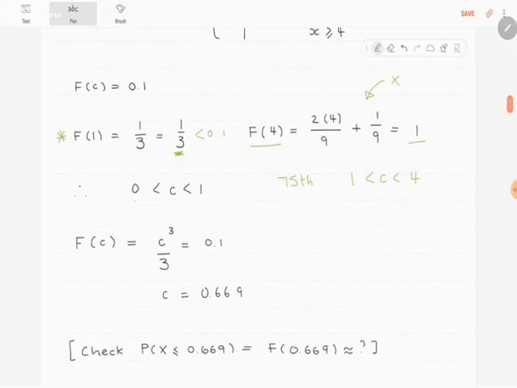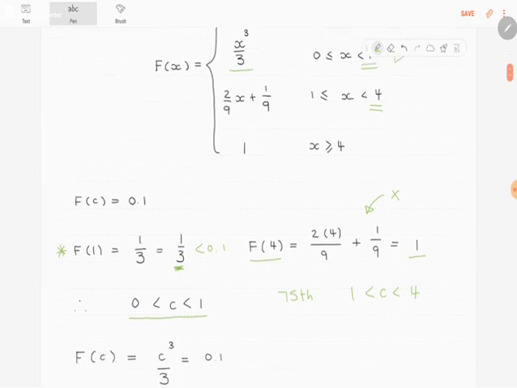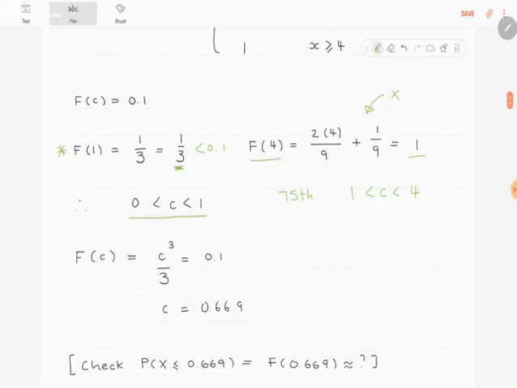So now we know that C is between 0 and 1. All we need to do is solve the equation between 0 and 1. Between 0 and 1, the equation for F(x) is x cubed over 3. So I take F(c), with the right-hand side of the equation already known, and the left-hand side being F(c), which is c cubed over 3. Now if you solve for c, you get 0.669.